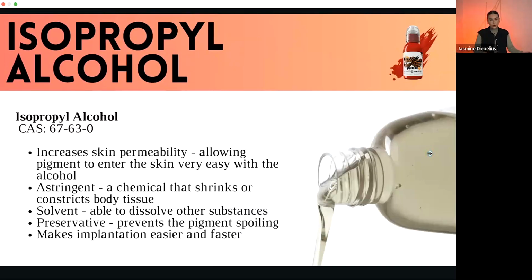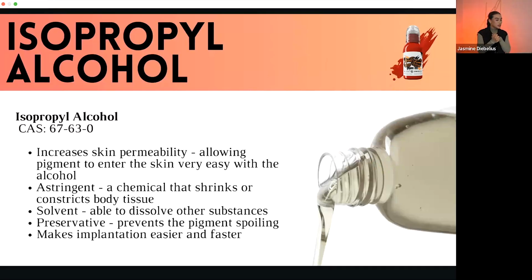Then we have alcohol. So alcohol is in some pigments, but this has been banned from EU REACH. So if you are in the EU, your pigments will not contain this anymore. It will contain something else. They would have swapped it out and they would put something in replace of this. But if you have a pigment that has alcohol in the composition, this will allow the pigment to enter the skin even more easier. So if you have aqua and alcohol, it's going to jump in the skin extremely easy.